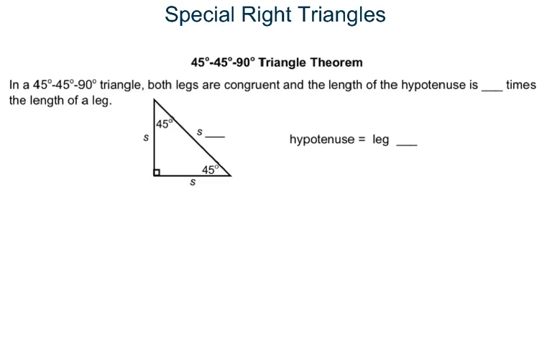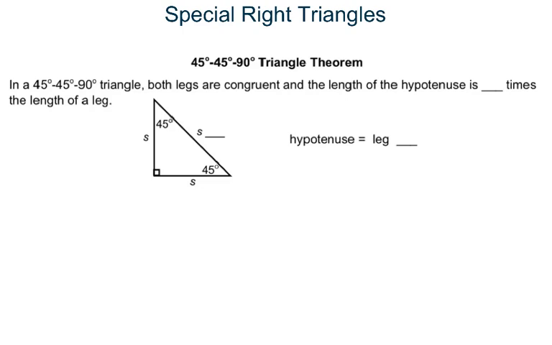And here we have this theorem. In a 45-45-90 triangle, both legs are congruent, and the length of the hypotenuse is blank times the length of a leg. We're going to do the work here to prove what goes in that blank. Again, this is an isosceles right triangle because we have the 45 and the 45.